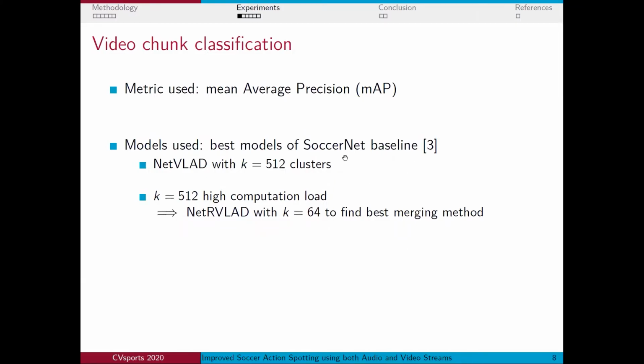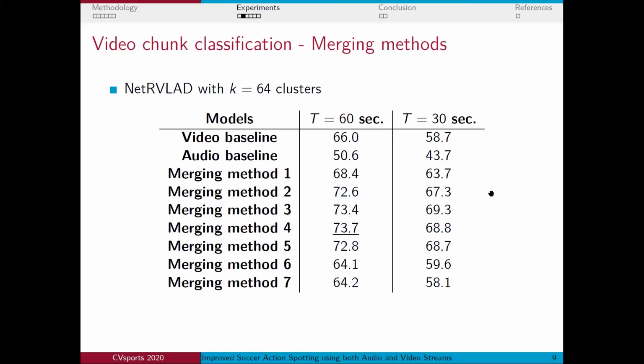For our experiment in video chunk classification, we used the mean average precision. The model which provided the best result in Silvio Giancola's paper was NetVLAD with 512 clusters. But this high number of clusters has a high computation load. So we use NetRVLAD with k equal to 64 clusters to find the best merging methods. And here are our different results.